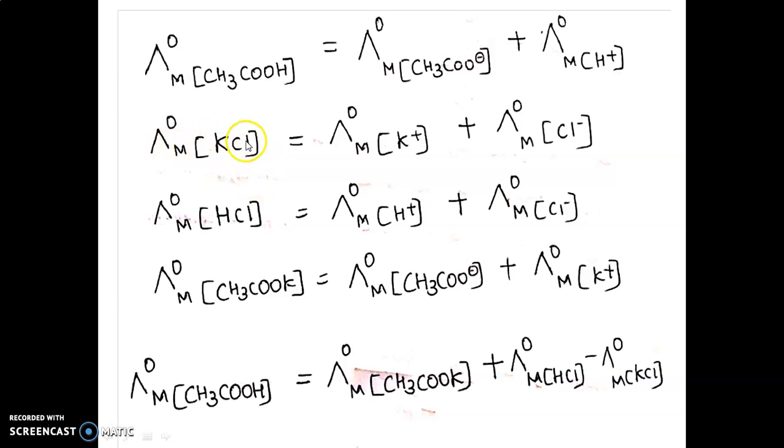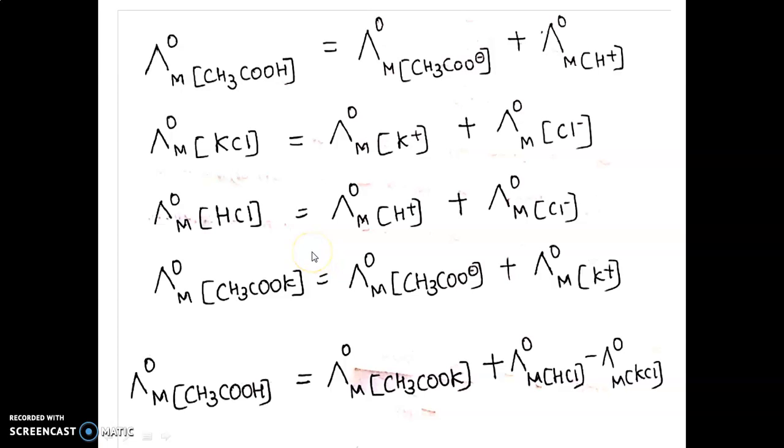For KCl, the molar conductance at infinite dilution is equal to the molar conductance of its cation, K plus ion, at infinite dilution plus the molar conductance of the anion, Cl minus ion, at infinite dilution. Next, for HCl, the molar conductance at infinite dilution is equal to the molar conductance of H plus ion at infinite dilution plus the molar conductance of Cl minus ion at infinite dilution.